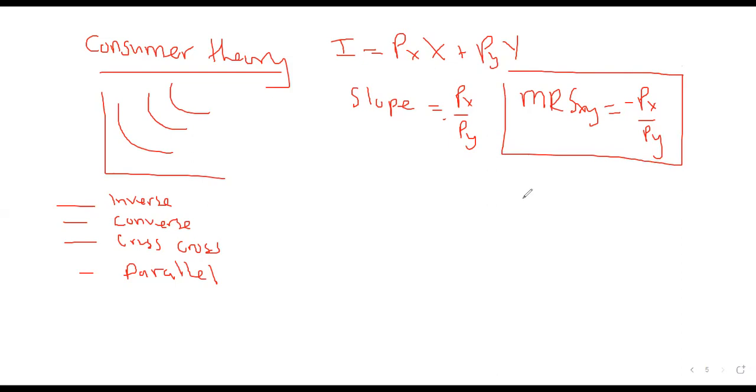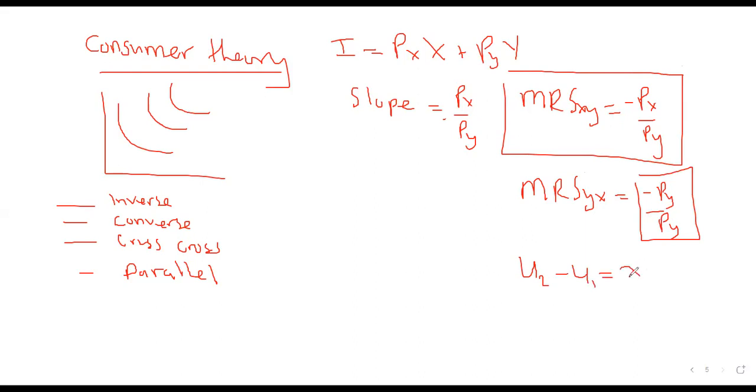And we also have the marginal rate of substitution, Y for X, which is given by the inverse formula, which is different but the same. And we're also given our difference in the utils. The first util and the second util are given by the formula lambda.